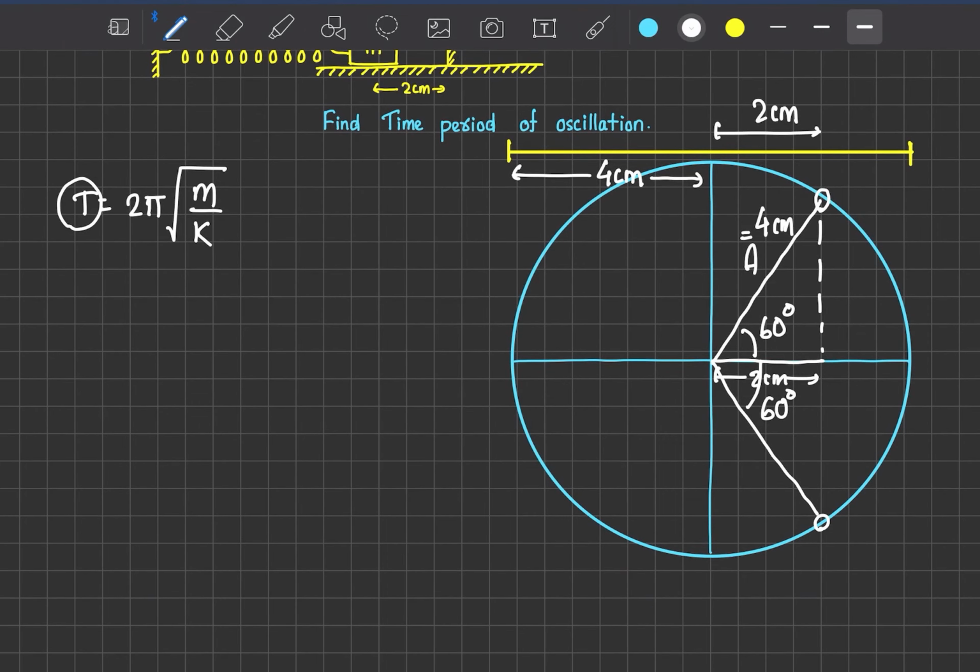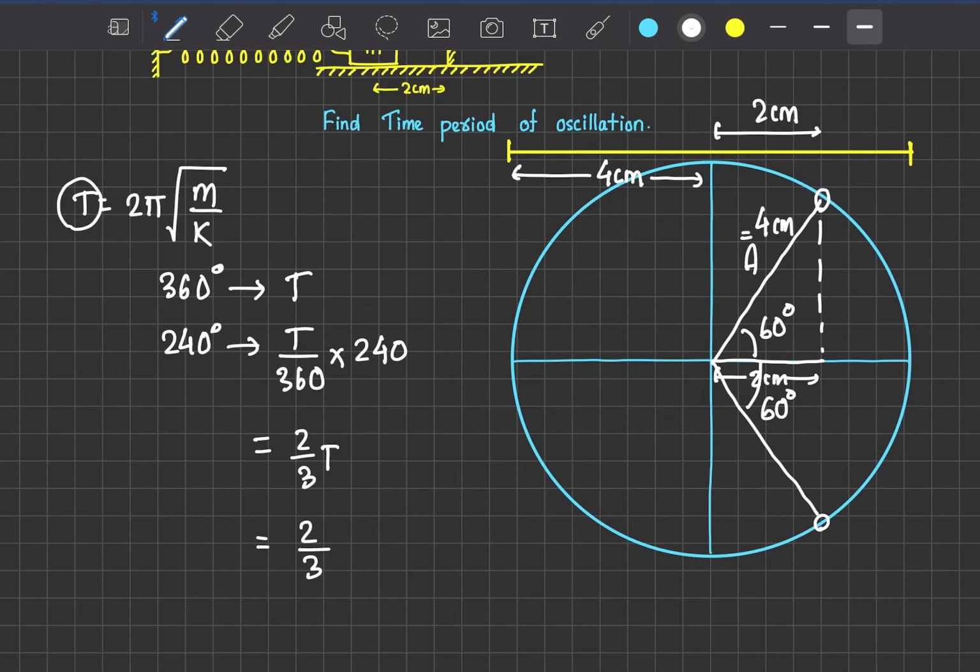So again solving, for 360 degree the time taken is T, that means for 240 degree the time will be T by 360 into 240, which is 2 by 3 T. So this will be 2 by 3 and T value is 2π root over m by k. So our answer for this problem is 4π by 3 root m by k. This is the time period of oscillation of the point P here.